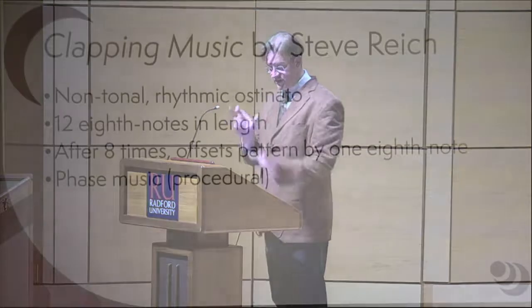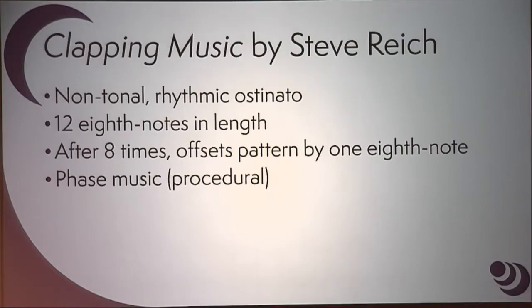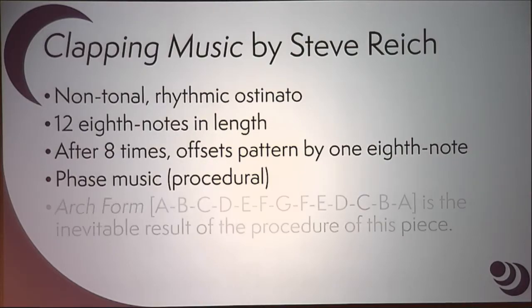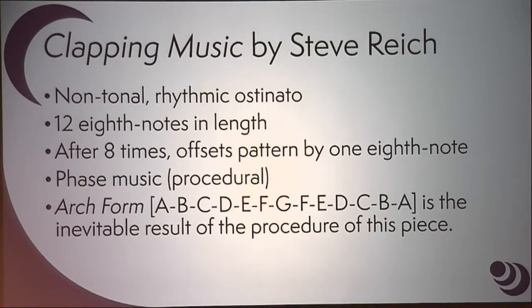As the ostinato is 12 eighth notes long and is offset by 1/8 note each time, there are 12 possible combinations between the two performers. They start and end in unison. Start and end in unison, and in both the second and the penultimate section, one performer is 1/8 note ahead of the other, and so forth as you work your way on towards the middle. The result is an arch form. It goes A, B, C, D, E, F, G, F, E, D, C, B, A.